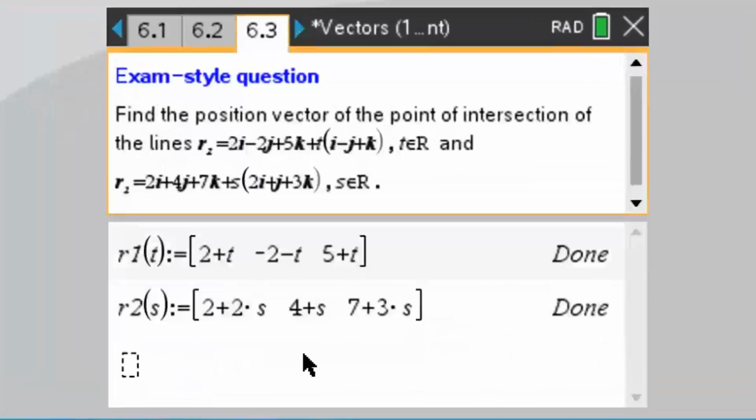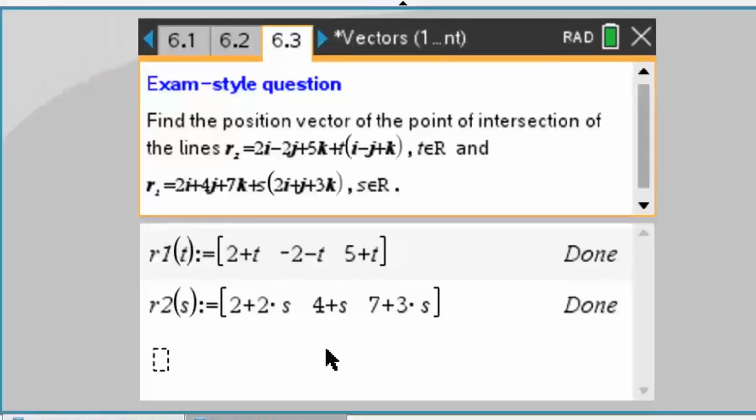Moving right along, we want to find the position vector of the point of intersection of those two lines. I've taken the liberty to assign them. So r1(t) is that, and r2(s) is that. Notice that there are different parameters, t and s, both being real. What we want to do here is take two of the equations, solve them for s and t, and then verify that those values satisfy the third equation.